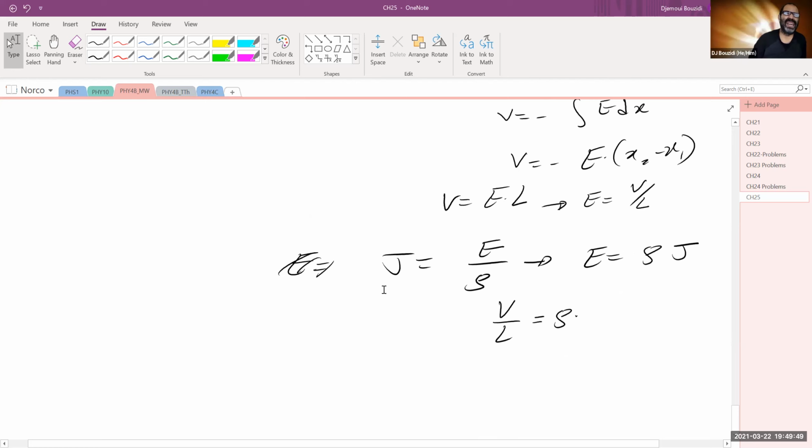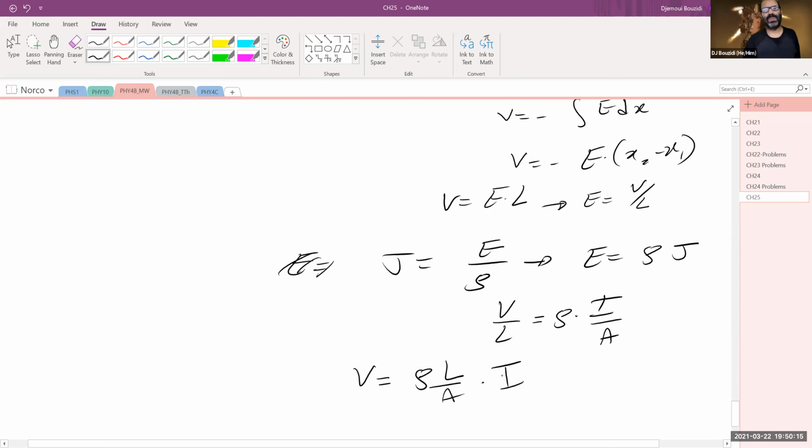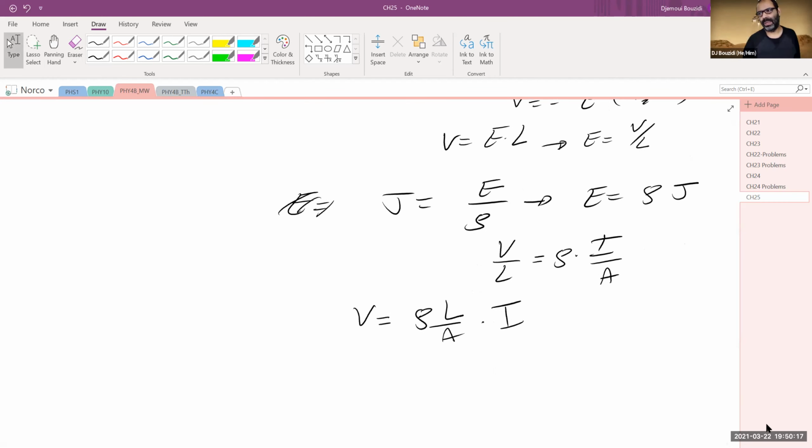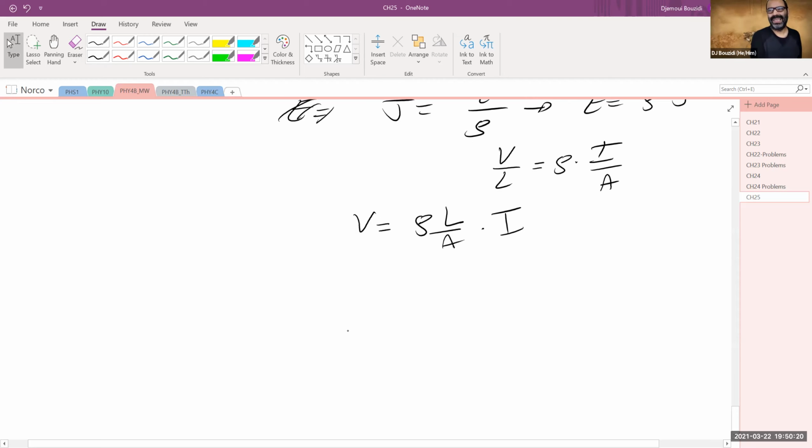Basically, we want the expression between V and I, because I can measure V with a voltmeter, and I can measure the current with an ammeter. So that is the goal: to get an expression between V and I. So instead of writing J here, I'm going to write it as I over A. And the expression that I want really is rho L over A times I. This is one of the biggest goals in here, okay? So this expression tells me clearly that RI is equal to V.